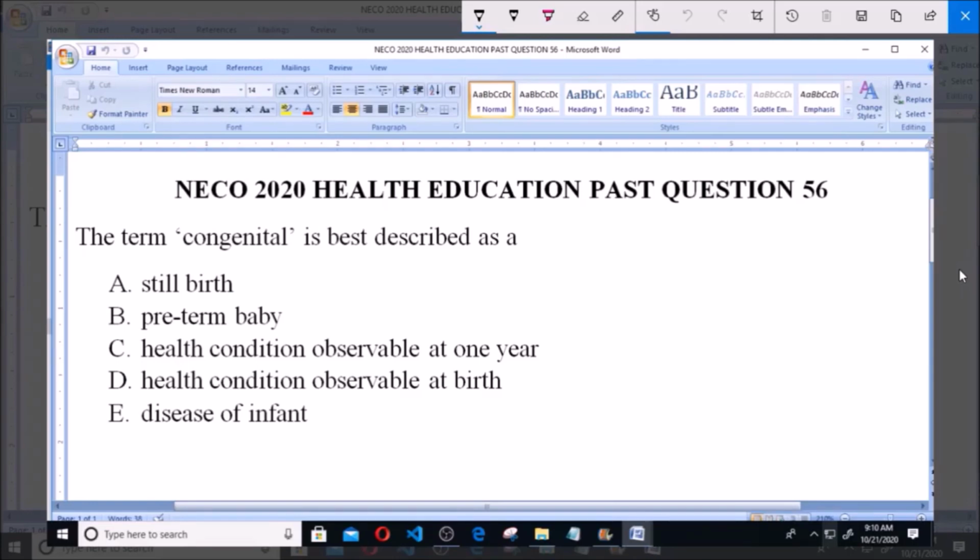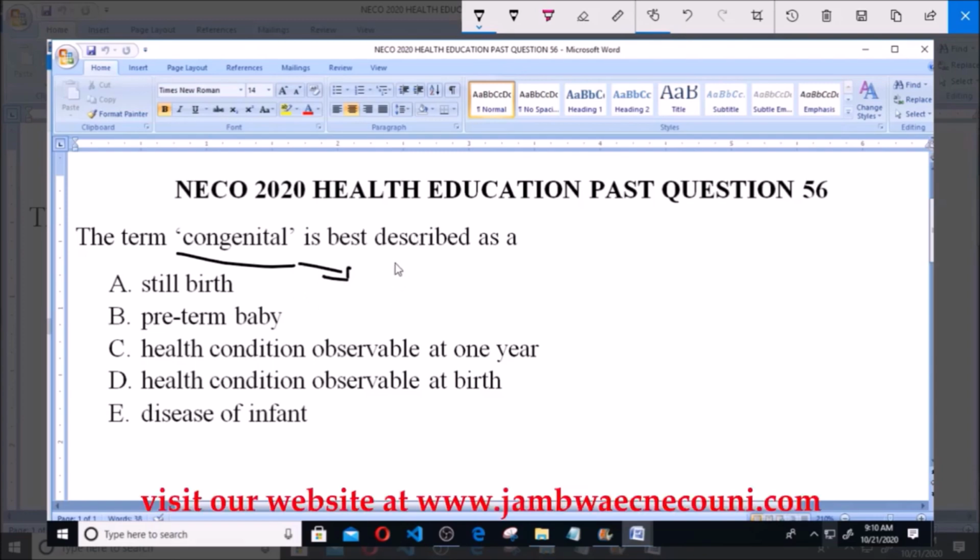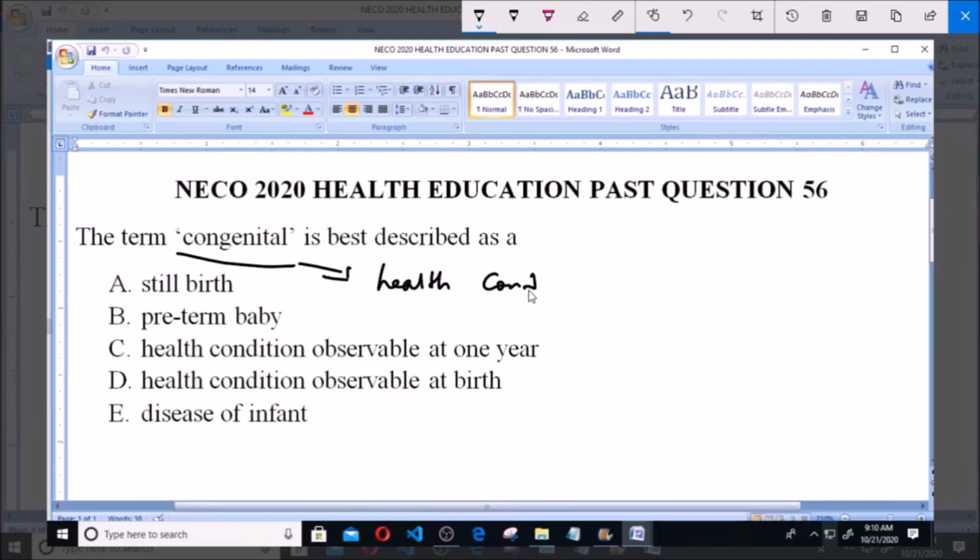Now, the term congenital in medical practice simply refers to any disease or health condition that is traceable from birth, that is right from birth. This disease has been known to this particular infant. So congenital is best described as health condition observable at birth, and you can see that that is option D.